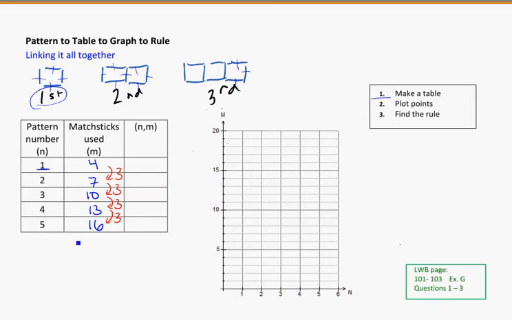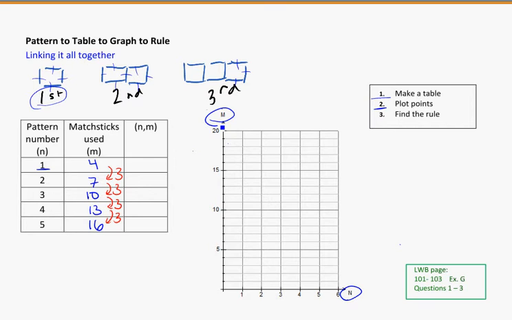So we notice again, up by 3 every single time, and it's the same thing every time, so I might expect that I'll get a linear pattern again where each point is going to be 3 higher than the last point. But let's go ahead and plot the points. If we're going to plot the points, remember they have to come in pairs, and in this case I'm using n for the pattern number and m for matchsticks. So you'll notice there's an n for the pattern number and an m for the number of matchsticks.